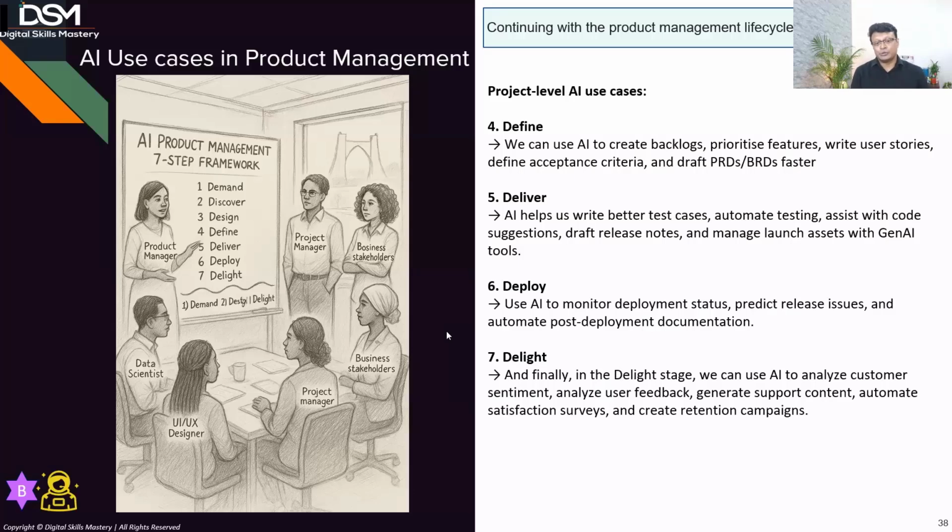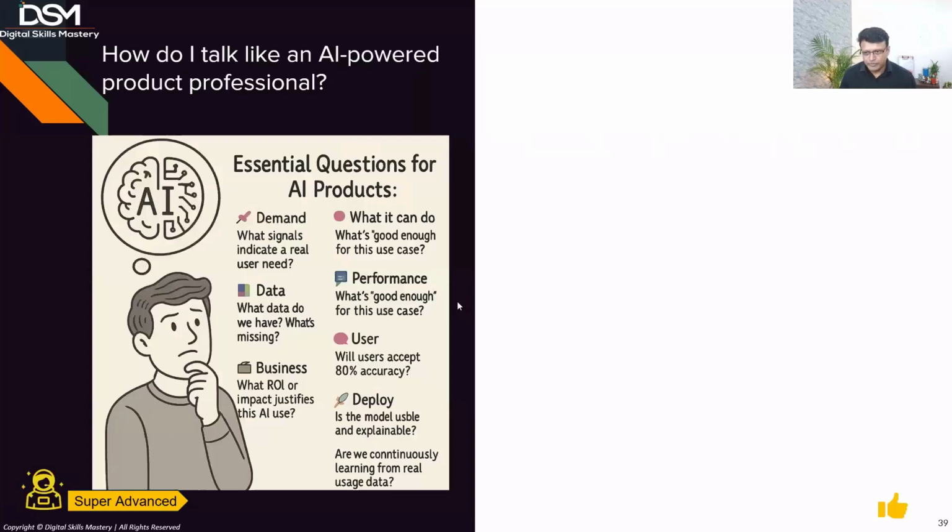You can use AI to analyze customer sentiment, analyze user feedback, generate support content, automate satisfaction surveys, etc. That used to take a lot of time after the product is launched, but with AI tools, you can get it done quickly and more accurately, and get in touch with your customers as you desire very quickly just after the launch has happened.